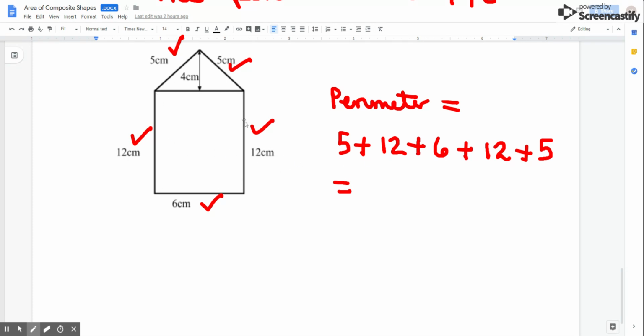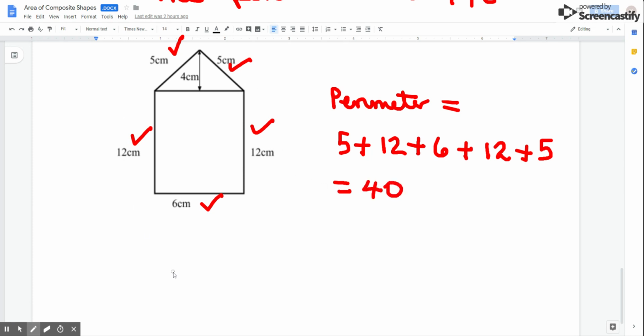Some students make the mistake of finding the perimeter of the rectangle and adding the perimeter of the triangle, but the problem becomes the fact that this side here is not a part of the outside. It's not a part of the distance around, but it's a part of the rectangle as well as a part of the triangle. So when you have to find the distance around, you add all the sides outside of the shape. So when we add these on our calculators, we get 5 plus 12 plus 6 plus 12 plus 5. We get 40.